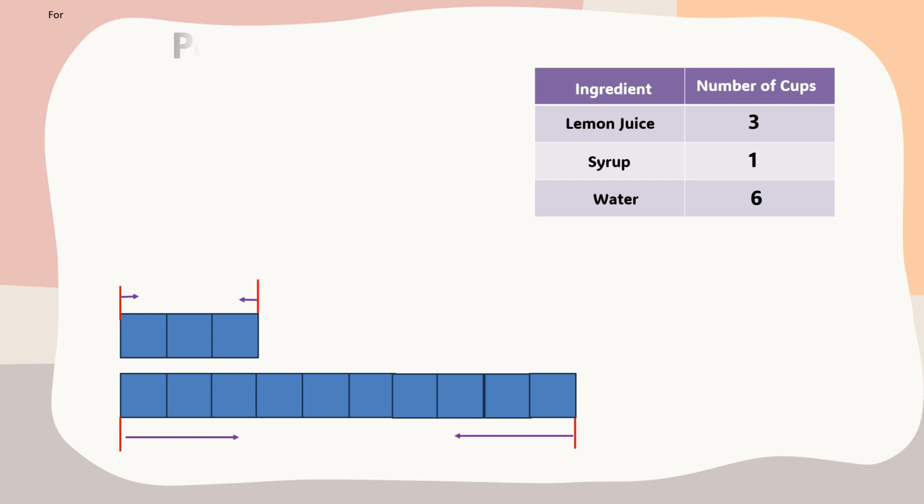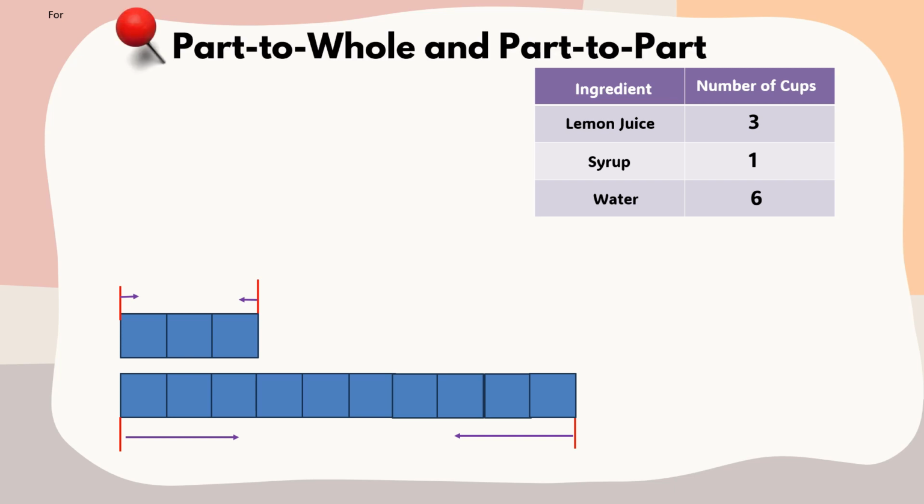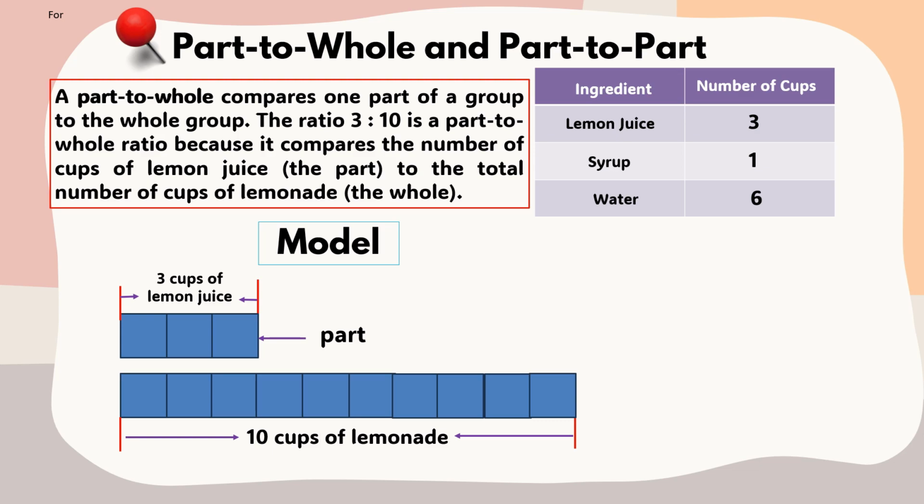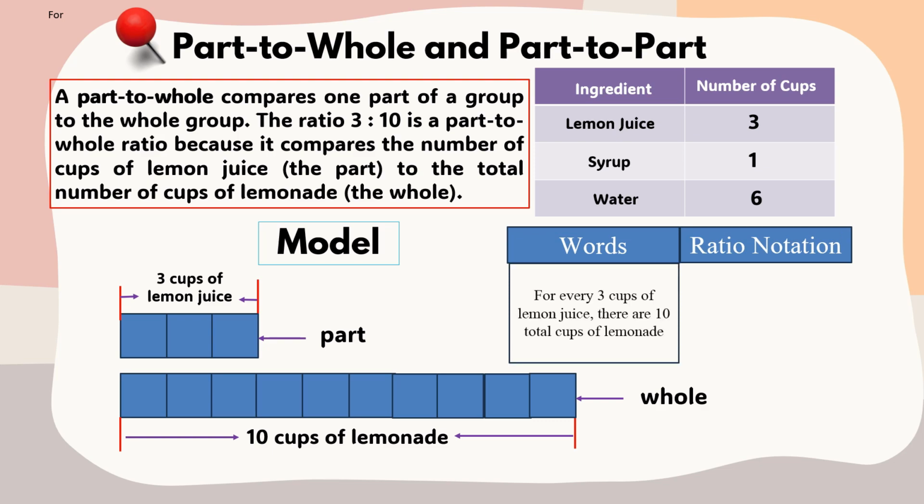Next, we're going to study part to whole and part to part. What is part to whole? A part to whole ratio compares one part of a group to the whole group. The ratio 3:10 is a part to whole ratio because it compares the number of cups of lemon juice, the part, to the total number of cups of lemonade, the whole. In words, for every 3 cups of lemon juice, there are 10 total cups of lemonade. In ratio notation, we have 3:10, and we can also write this in fraction form.